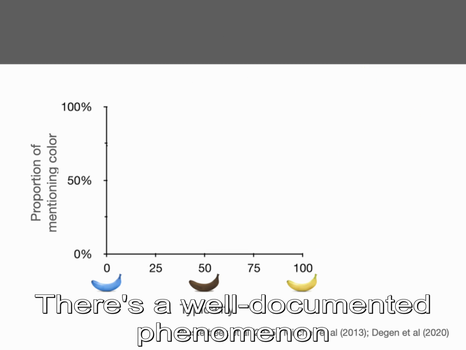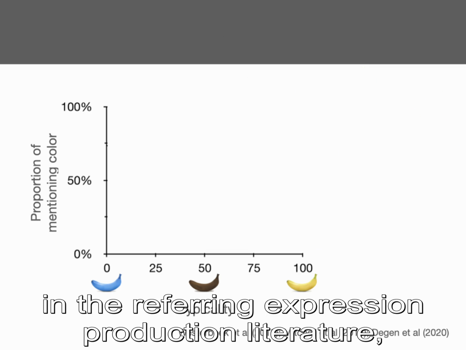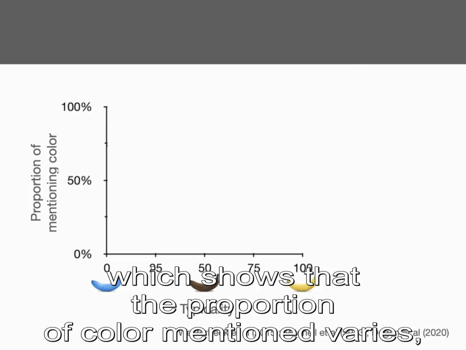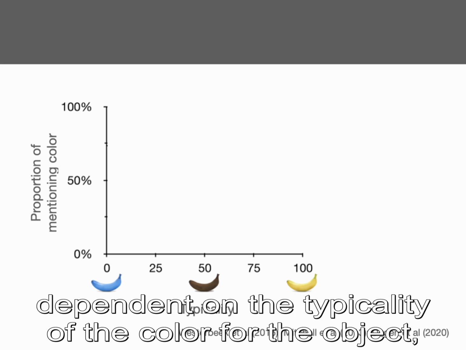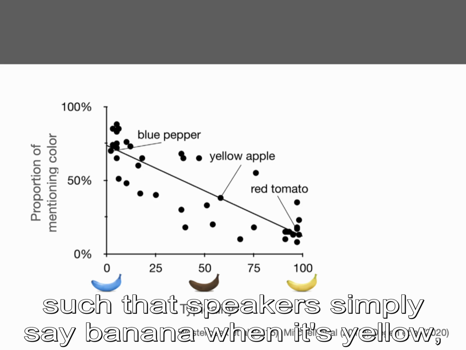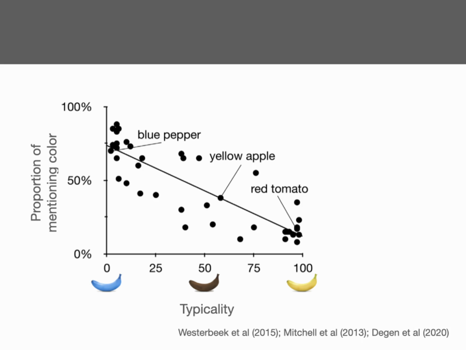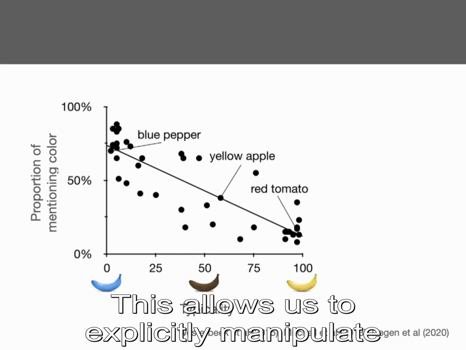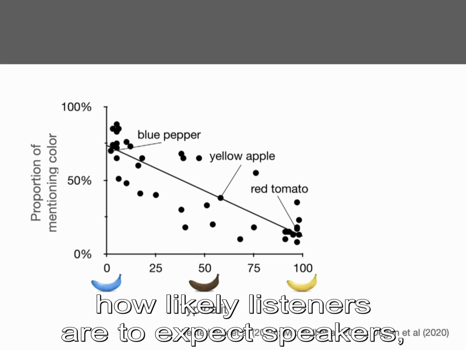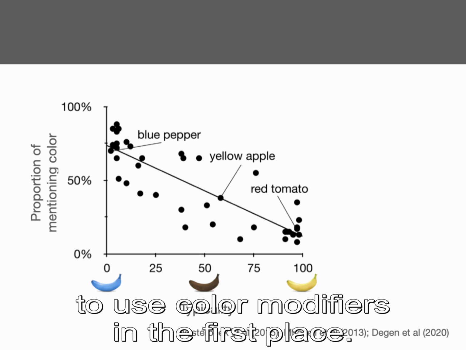There's a well-documented phenomenon in the referring expression production literature which shows that the proportion of color mentioned varies dependent on the typicality of the color for the object, such that speakers simply say banana when it's yellow, but blue banana when it's blue. This allows us to explicitly manipulate how likely listeners are to expect speakers to use color modifiers in the first place.